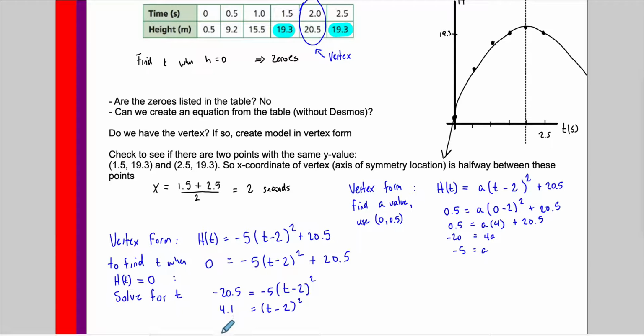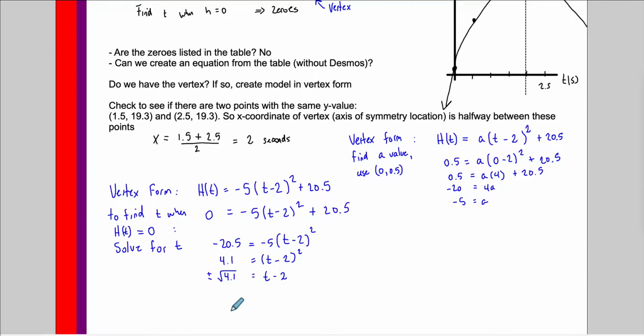of both sides. And I'm going to get both the positive and the negative square root of both sides here because I am going to get two answers, right? My zeros, if we can see from my sketch up above, I'm going to have two times when my height is equal to 0. So it's positive the square root of 4.1 and also negative the square root of 4.1. And now I just have t minus 2. And lastly, I can add 2 to both sides, so I get this.